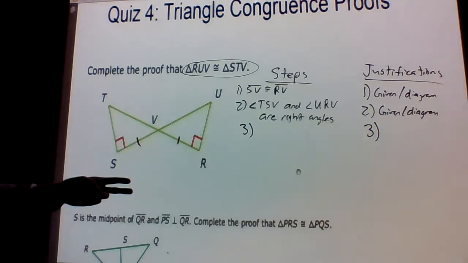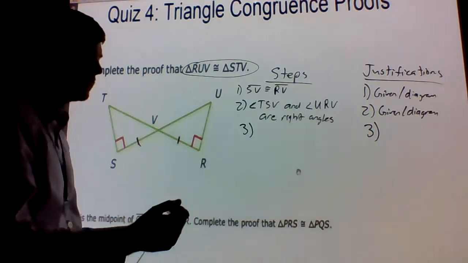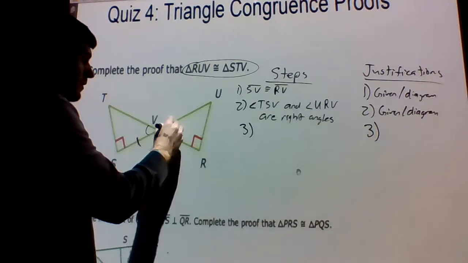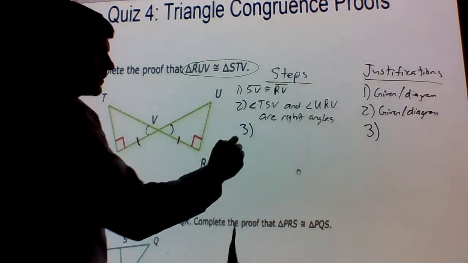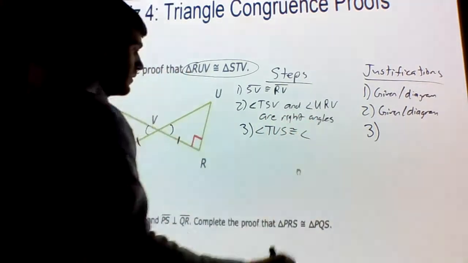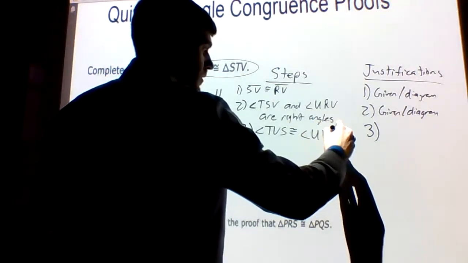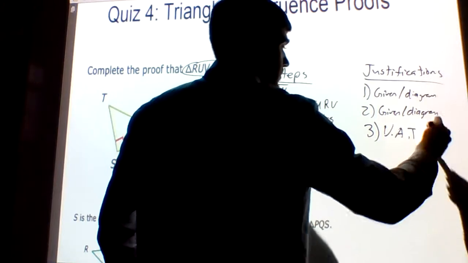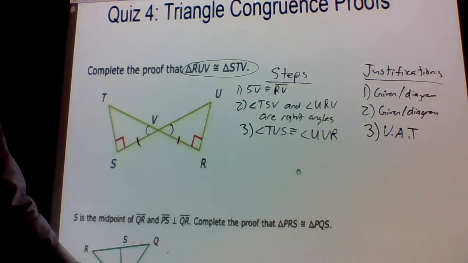Step 2, look for shared sides and vertical angles. We don't have any shared sides, but we do have vertical angles. So angle TVS is going to be congruent to angle UVR by the vertical angle theorem. The vertical angle theorem says vertical angles are congruent.